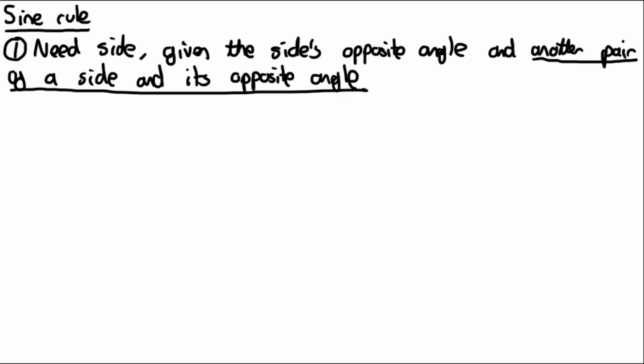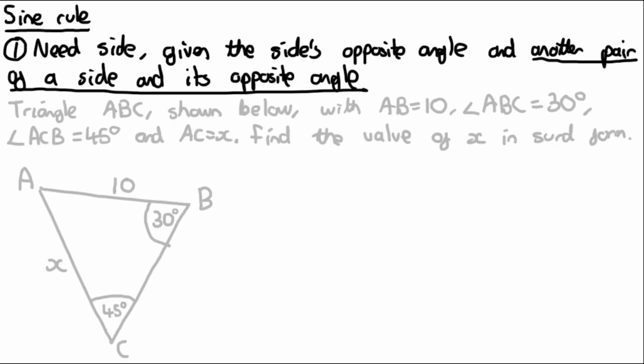So let's do an example of this. We have a triangle below and we have this opposite side and angle pairing. So that gives us a massive clue that we're going to use the sine rule. a over sin A is equal to b over sin B, which is equal to c over sin C. Now, you can use the letters if you want to.